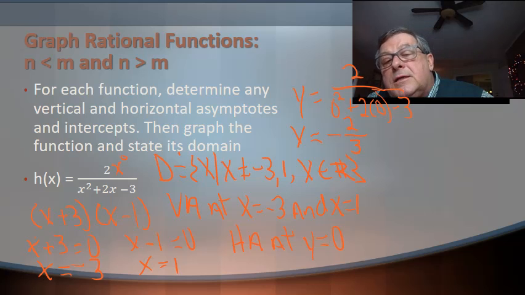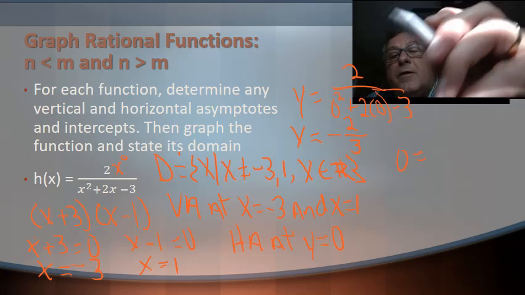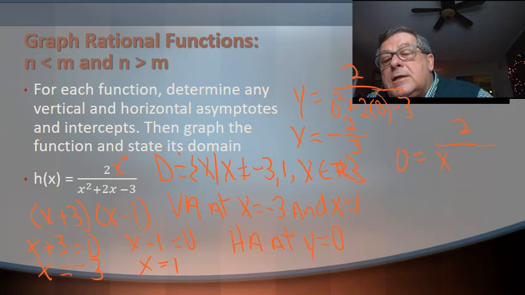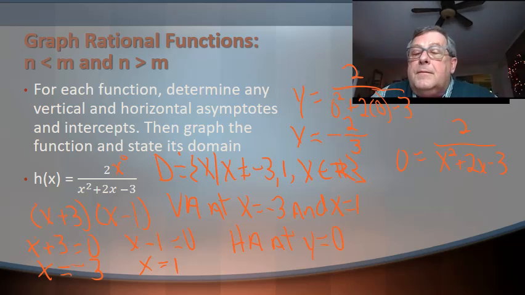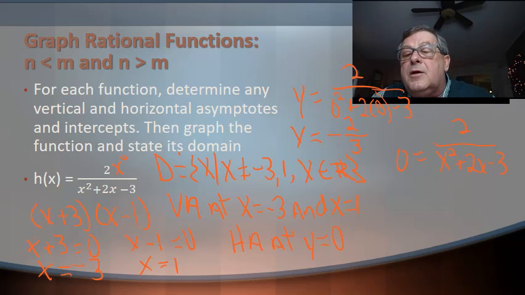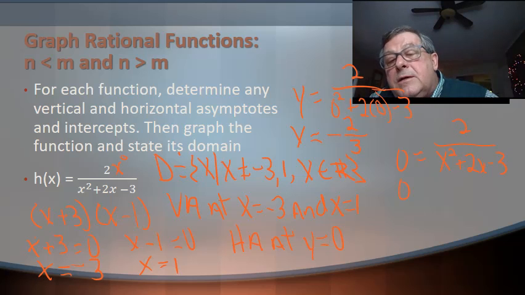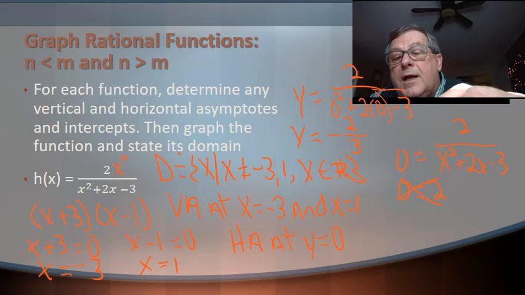If I want to find my x-intercept, I set y equal to 0 and solve for x. So now I've got 0 equals 2 over x squared plus 2x minus 3. Now, since that quadratic equation is in the denominator, I'm going to multiply both sides of the equation by the quadratic, x squared plus 2x minus 3. But when I do, I'm going to be multiplying 0 by it, which is just going to give me 0, and 0 equals 2 is not a true statement, and therefore I do not have an x-intercept. So there is no x-intercept.